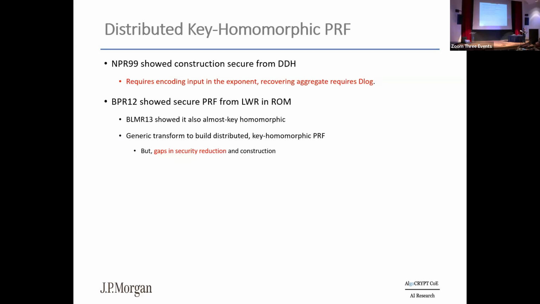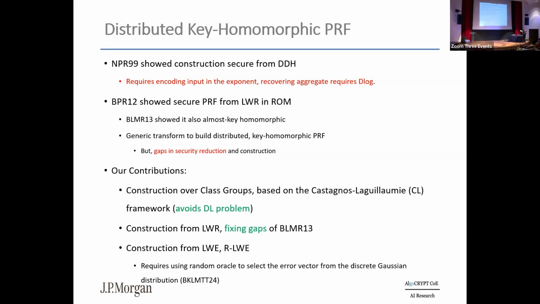And then there's also a construction from LWR. There was originally Banerjee et al. that showed that this was a secure PRF from LWR. And then BLMR 13 showed that it is a threshold key homomorphic PRF, but there were some gaps in the security proof, which we fixed in our paper. And we also give constructions from LWE and RLWE, where the technical detail is that you need to use a hash function in the random oracle model to sample the Gaussian error. This is from a paper by Akira, I don't know where it is, but that's a cute little trick that we can use.